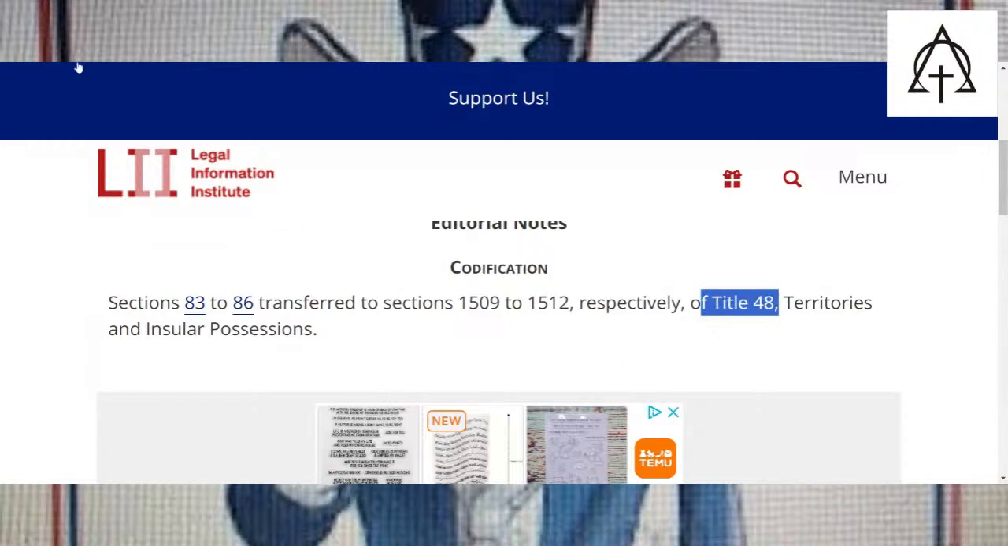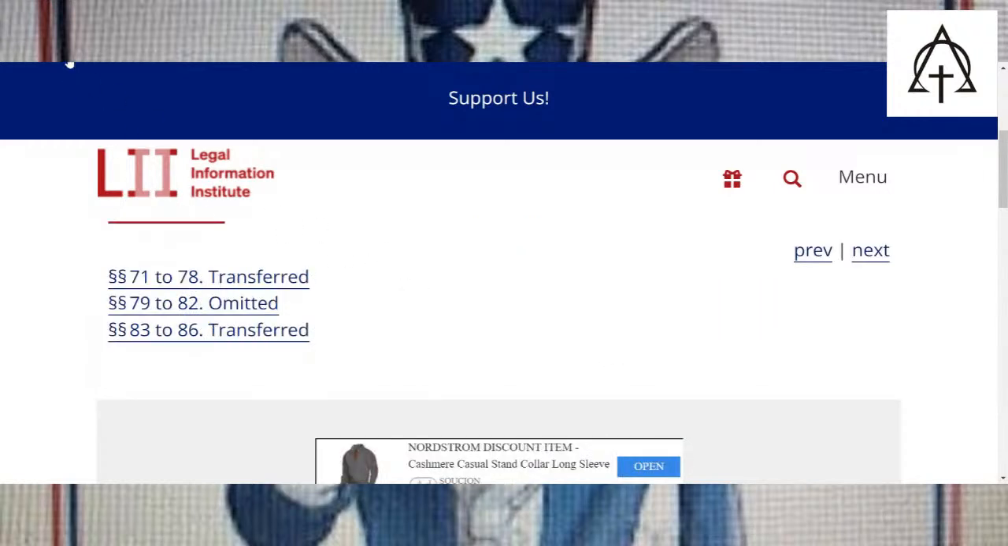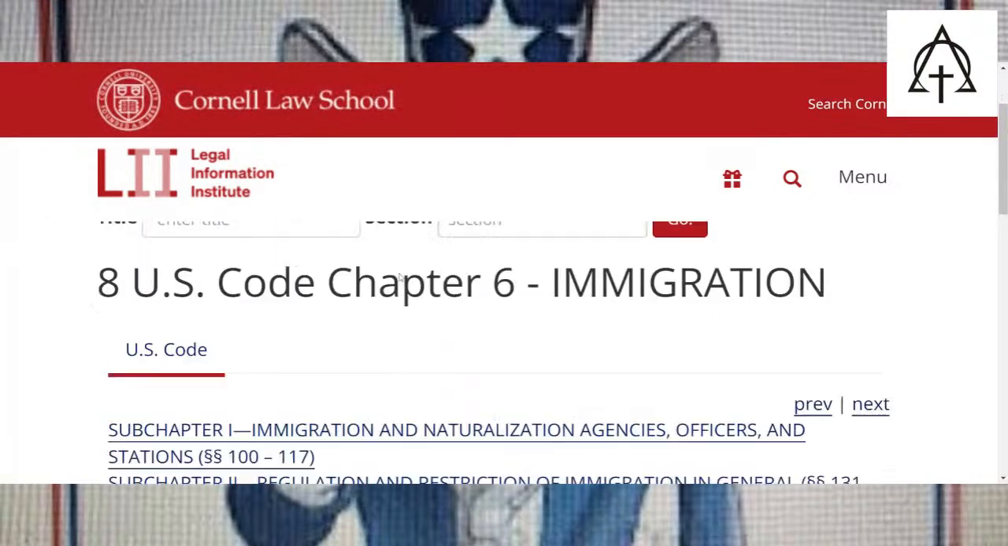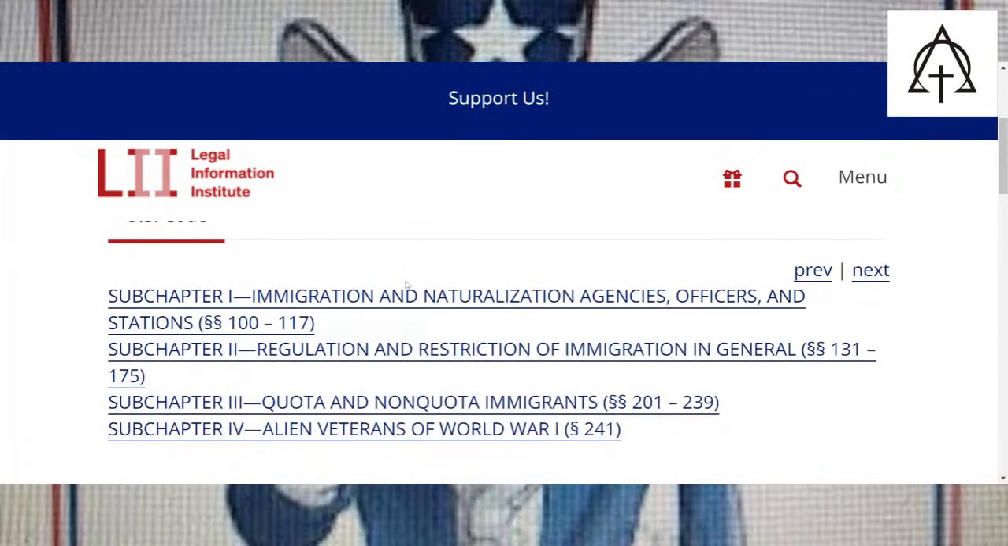Federal Acquisitions. Immigration. Immigration and Naturalization Agencies, Office and Stations. Regulation and restriction of immigration in general.